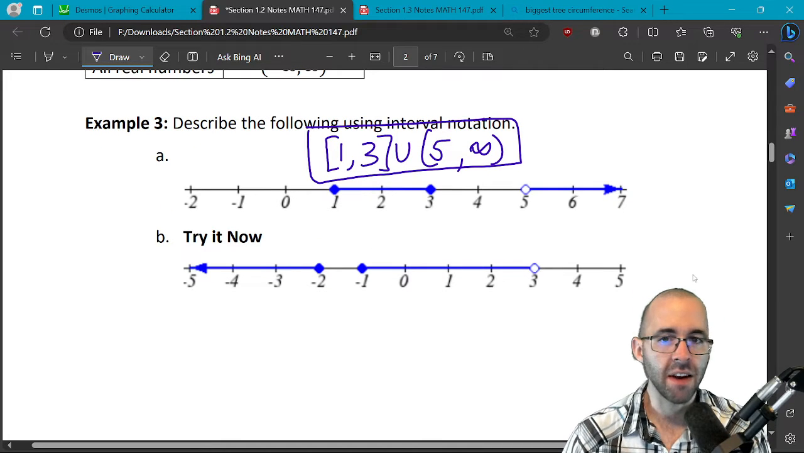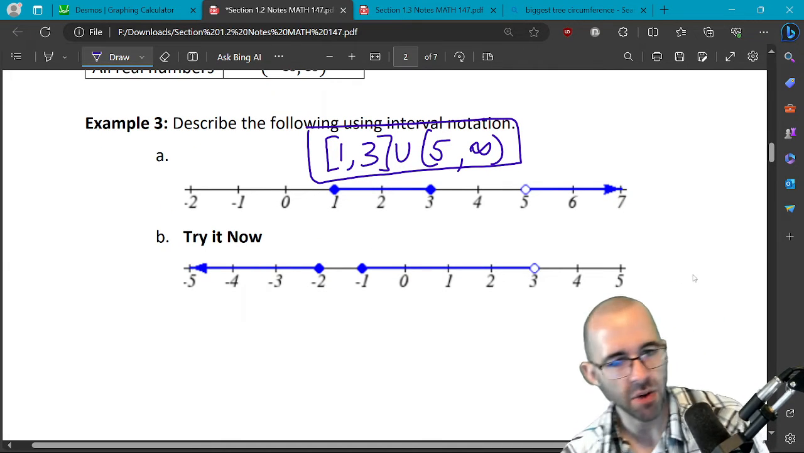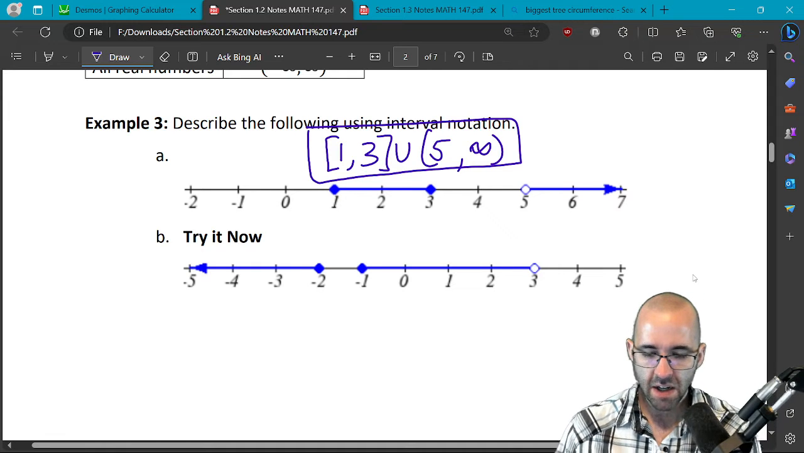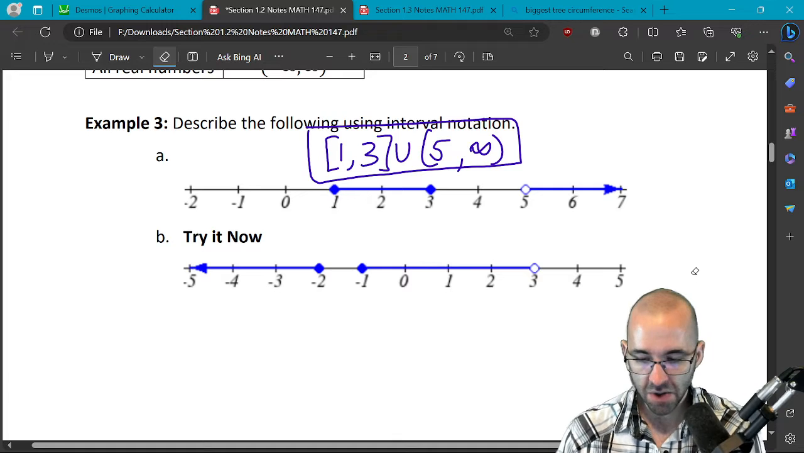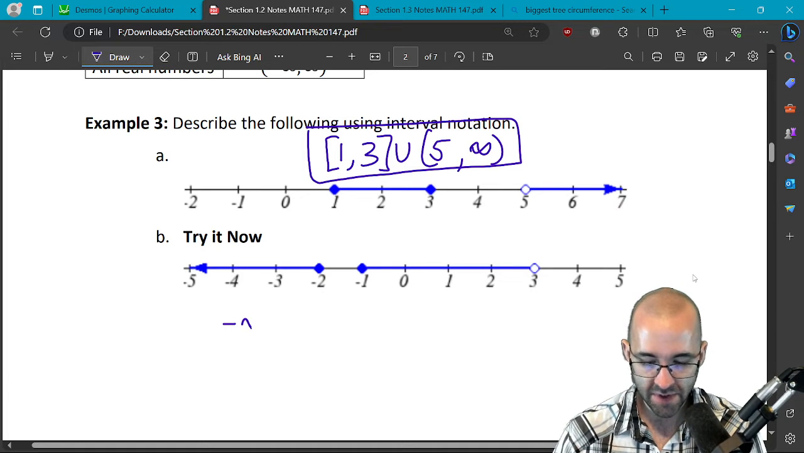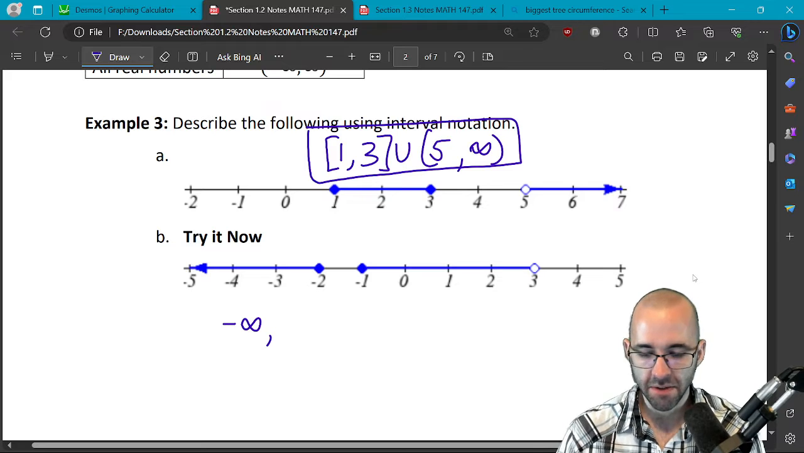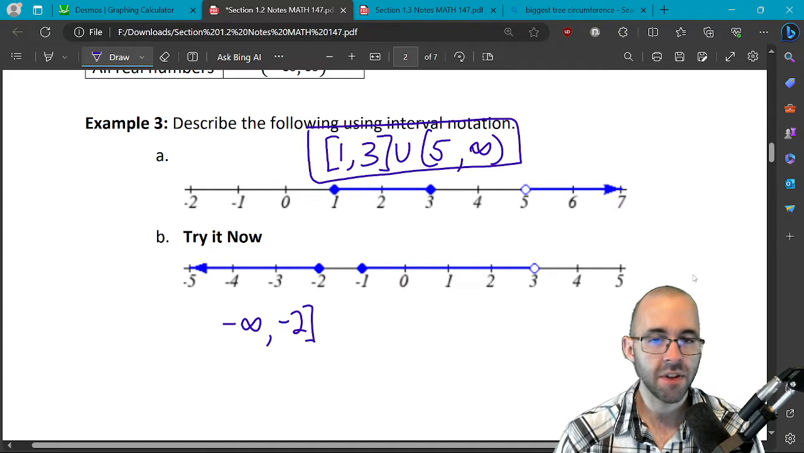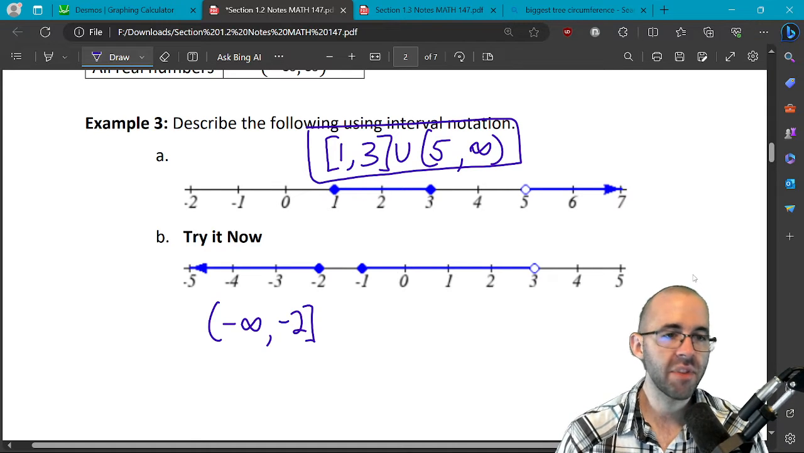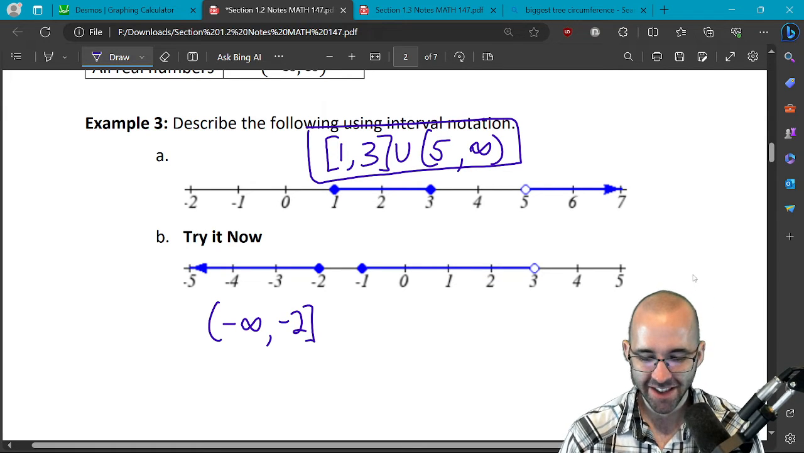Start with the interval on the left. We always start with the things on the left. Always start with the smallest numbers. What's the smallest number in this interval? Well, it goes off to infinity. Negative infinity. What's the biggest number in that interval? Negative 2. Negative 2 is included, so we use a bracket. Infinity and negative infinity, they're never included. Poor guys. They just get a parenthesis.